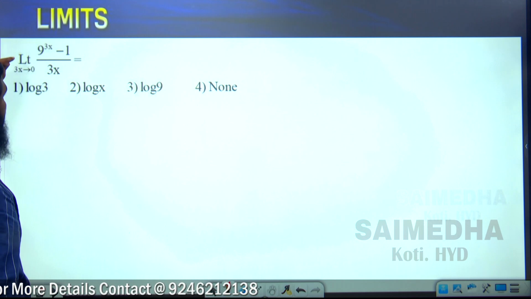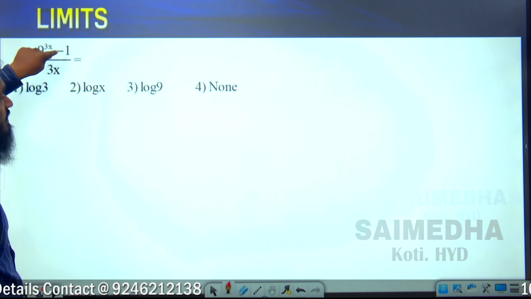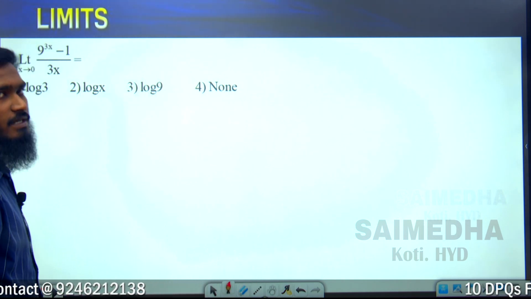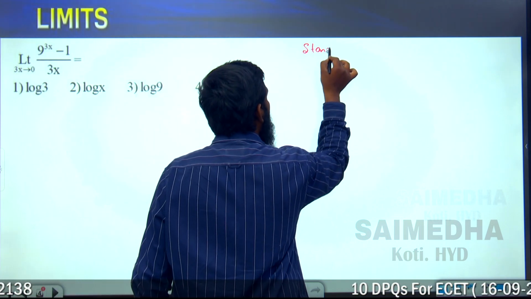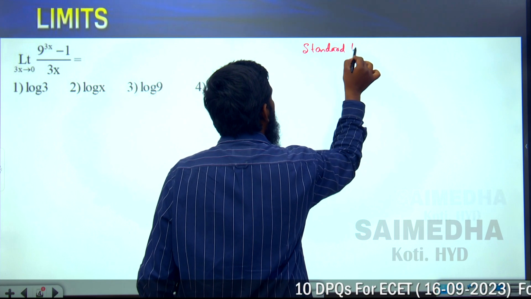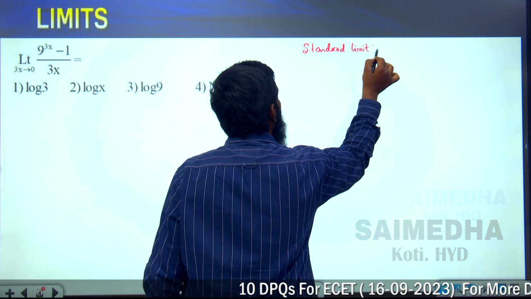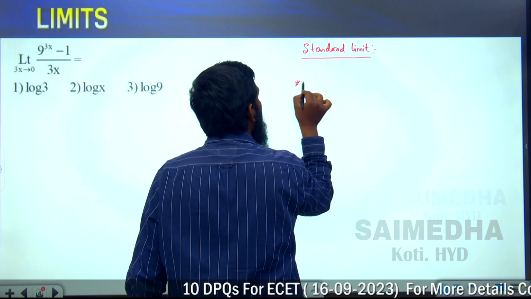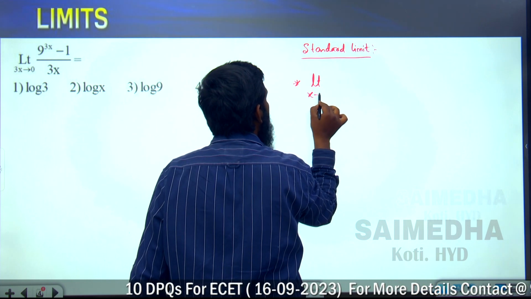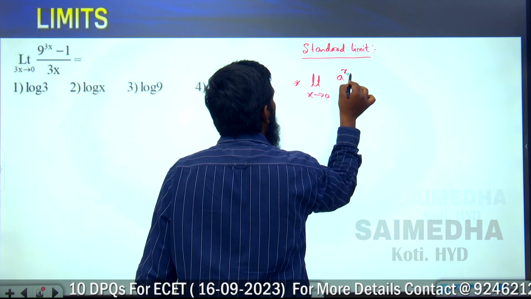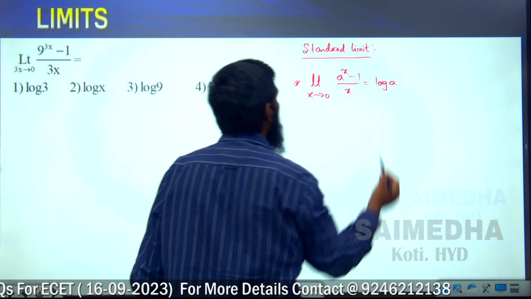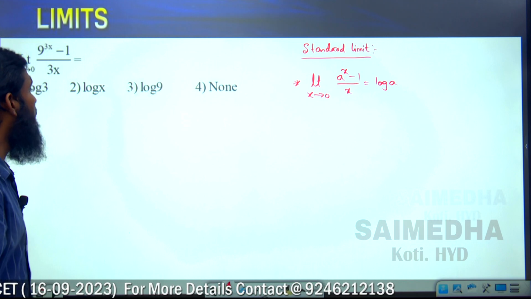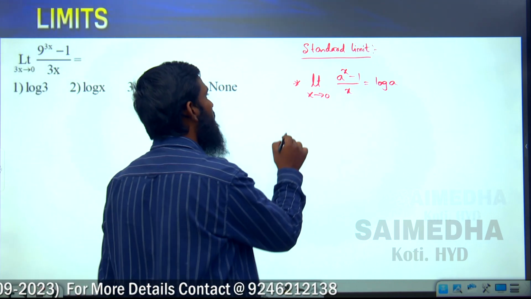Next question we have is limit 3x tends to 0, (9^(3x) - 1) divided by 3x. For this we have one of the standard limits. Listen carefully. The standard limit is: limit x tends to 0, (a^x - 1)/x is equal to log a.